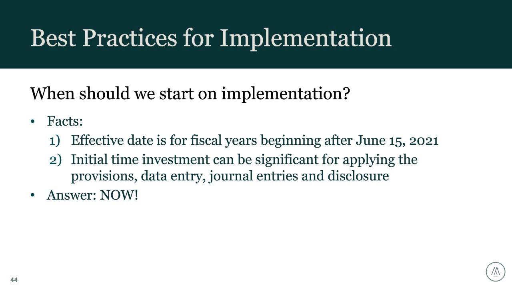So when should you start on implementation? Of course, the sooner the better. The GASB did provide a gift earlier this year via GASB 95, which Kevin will touch on at the end of this presentation, but the effective date for GASB 87 has now been pushed out until periods beginning after June 15th, 2021. So there is a little bit more runway, but as we all know, that initial time investment in a standard that is as significant as this one can be significant, time intensive, and due to the complexities and some of the implementation challenges that we just talked about, it's clear that if you haven't started your implementation efforts, you should not delay. Start today.